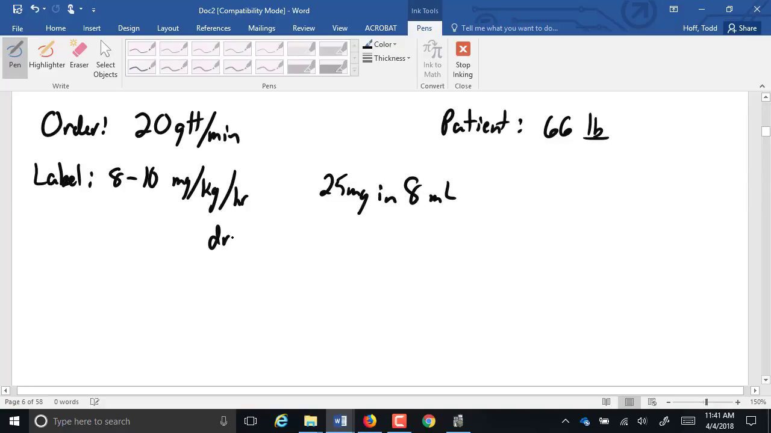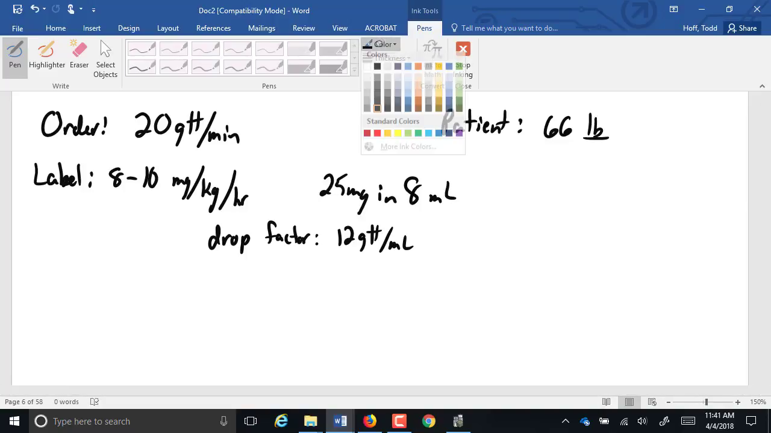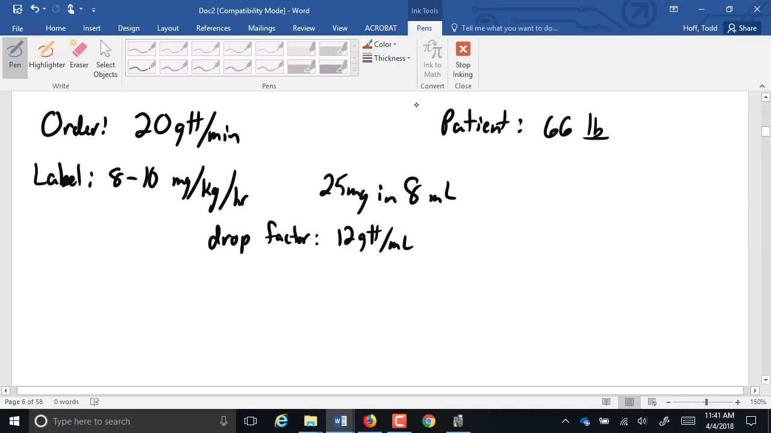And it also gives us a drop factor of 12 drops per milliliter. So, as always, we're going to start off with our patient's weight. We've got 66 pounds. We turn that into kilograms by dividing by 2.2, giving us a 30 kilogram patient.